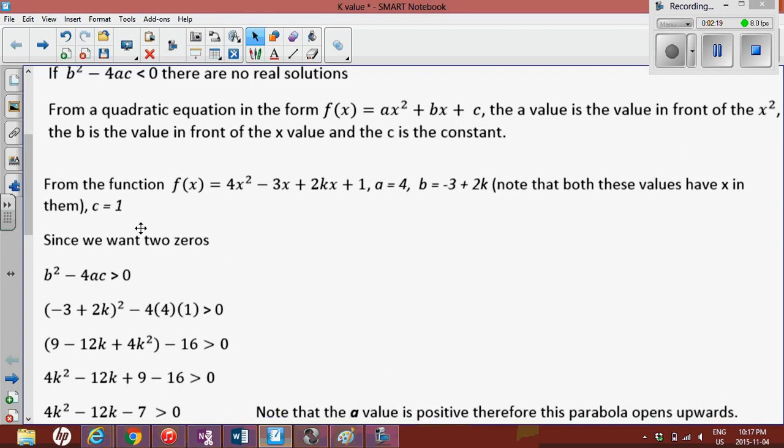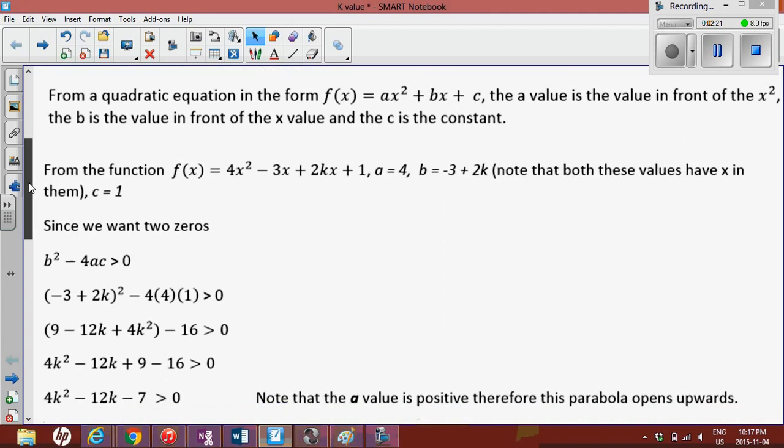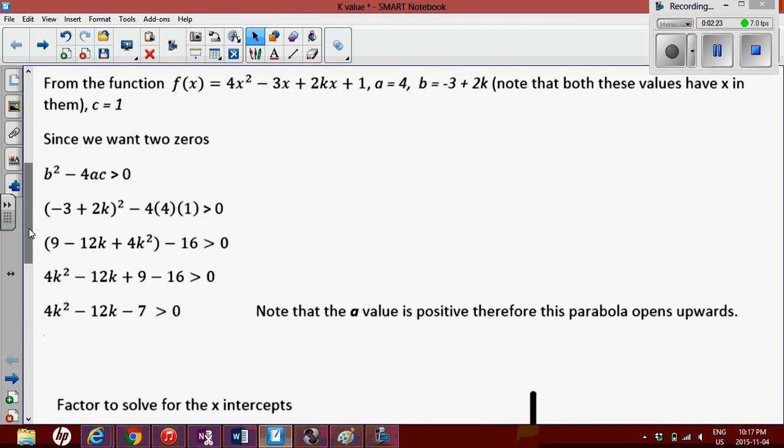Just rearrange it so that it's in the order of exponents, and simplify further. You'll note here that the a value is positive, so we know this parabola opens upwards. We're going to use that information in our final solution. In order to find what would make this greater than 0, find the zeros of this, we actually have to factor.